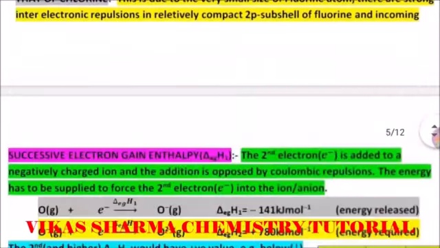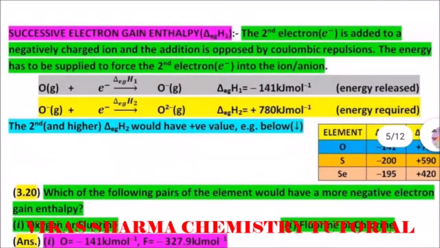So these are the trends. Now the successive electron gain enthalpy: when a second electron is added to a negatively charged ion, the addition is opposed by Coulombic repulsion. Energy has to be supplied for the second electron to enter the anion. This is known as successive electron gain enthalpy.